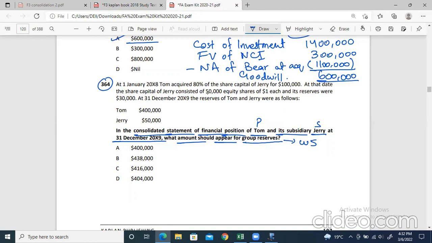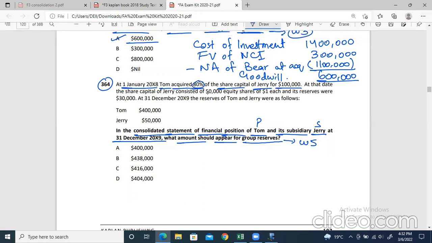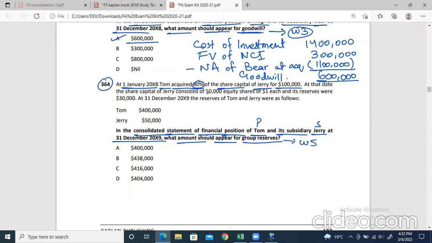Now let's read this scenario. At 1st January 18, Tom acquired 80% of share capital of Jerry. So if Tom is acquiring 80%, what percentage is the NCI, the non-controlling interest? 20%, right? The other one. Now at that date, the share capital of Jerry consisted of 50,000 equity shares. This is all information regarding the acquisition date, right? Of $1 each, and its reserves were 30,000.